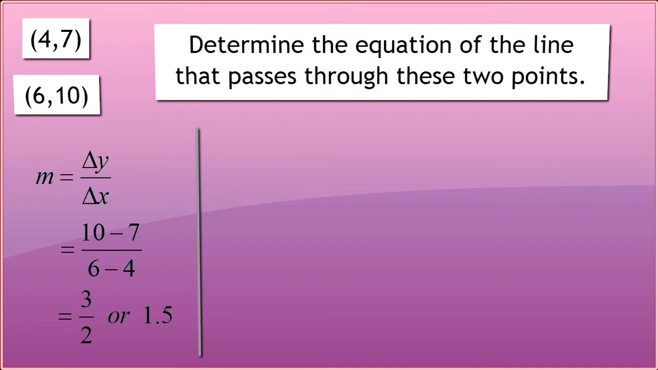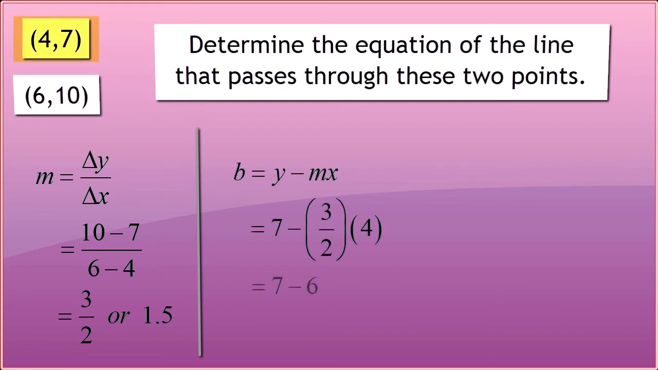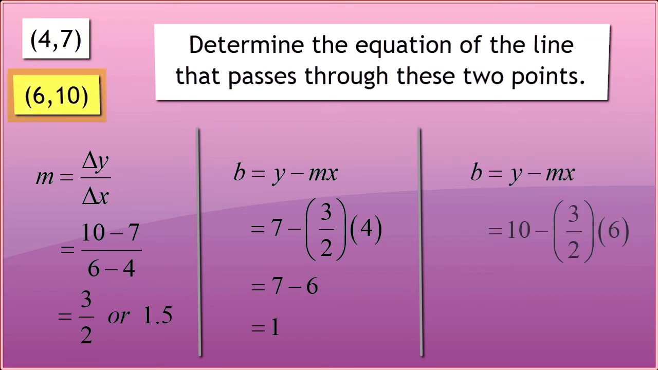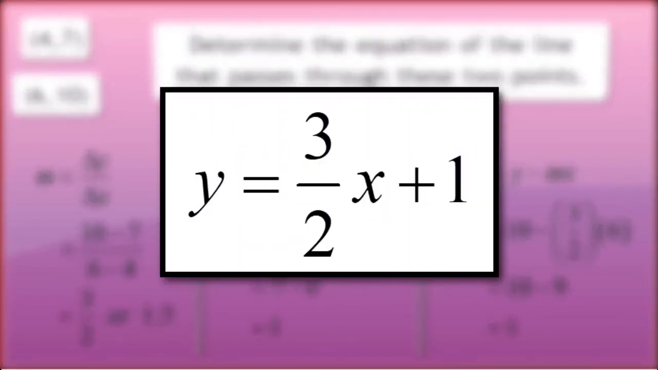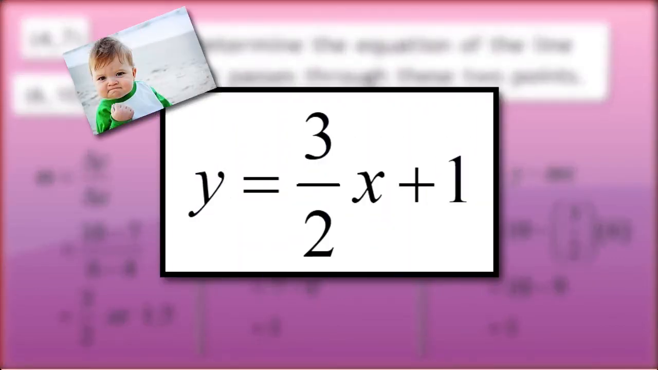Next, we can determine the y-intercept. Choose your favorite point of the two provided. Either one will work. I'll show both calculations for you. As you can see, in both cases we get b equals 1. So the equation of the line that passes through these 2 points is y equals 3 over 2 x plus 1.